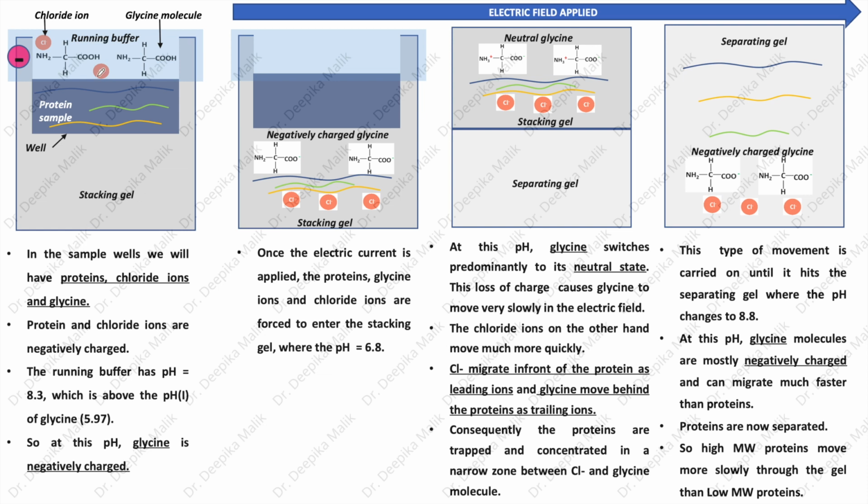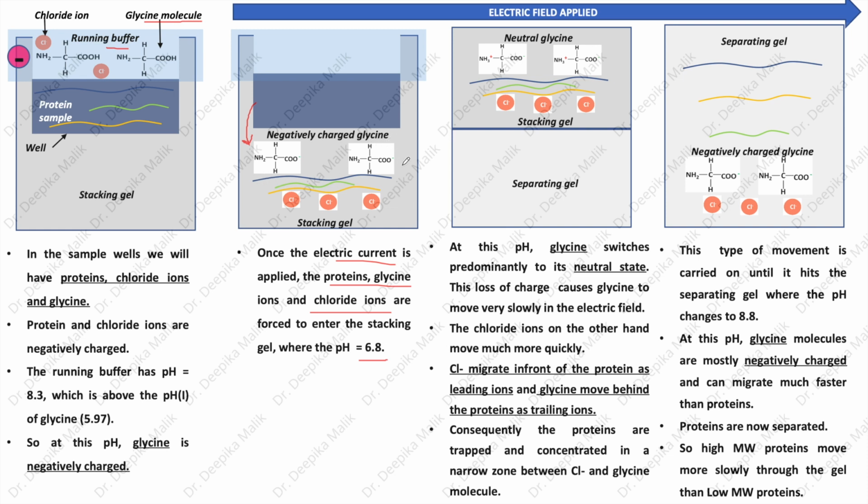The first diagram here shows just one well. This well contains proteins, chloride ions and glycine. The chloride ions and glycine are basically part of the running buffer. So these proteins and chloride ions are negatively charged here. The running buffer, which has a pH of about 8.3, which is above the isoelectric point of the glycine, that is 5.97, makes the glycine have a negative charge. Now in the second diagram, once electric current is applied, the proteins, glycine ions and chloride ions are forced to enter the stacking gel where the pH is 6.8.